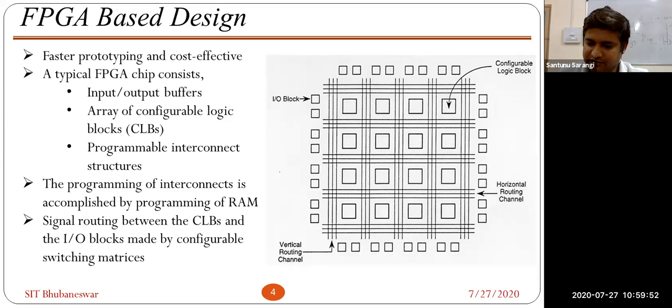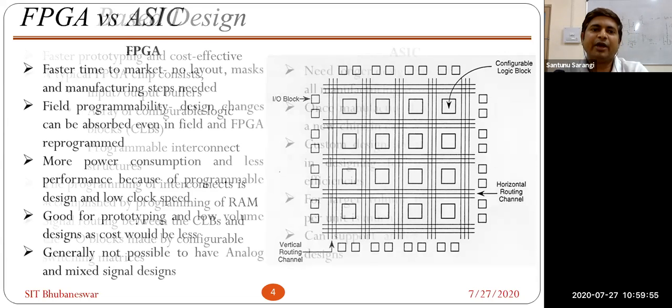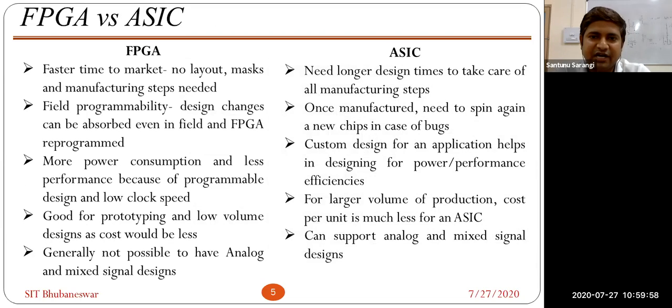So the next thing is FPGA and ASIC. What is the difference between FPGA and ASIC? First of all, FPGA is faster, meaning faster time to market. No layout, mask generation and manufacturing steps are needed. Everything is present, we will do only the programming. All the hardware is present in a chip, so it's generic. That's why no need to do layout, mask generation or manufacturing, so it's very fast. Within a week or less, you can get a prototype version of the chip.